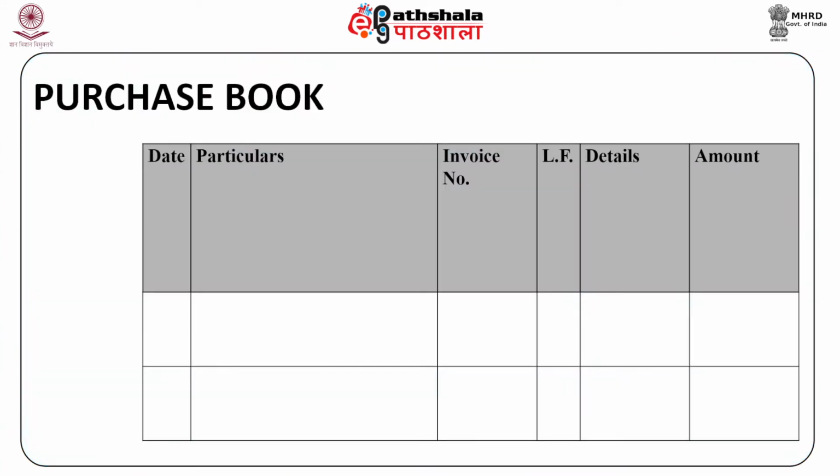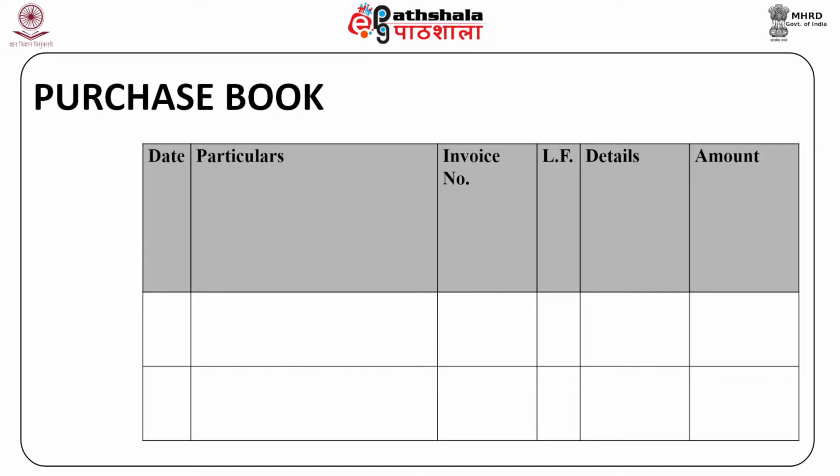Now we can discuss about the details of each column. Date, this column contains the date of transactions. Particulars, the name of the supplier, name of the articles and quantities purchased, etc. are entered in this column. The invoice number, this column contains the invoice number of the goods purchased. Then LF, the page number of the ledger at which postings has been made, is written in this column.